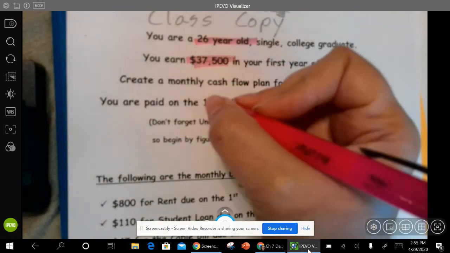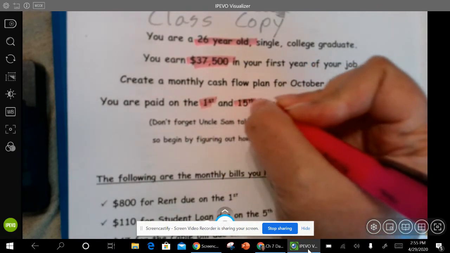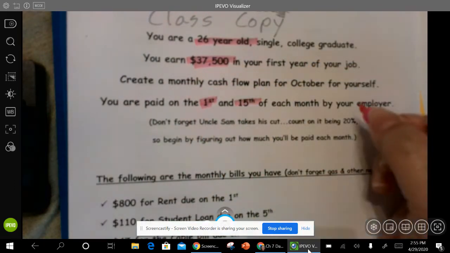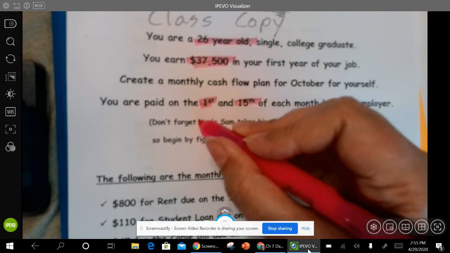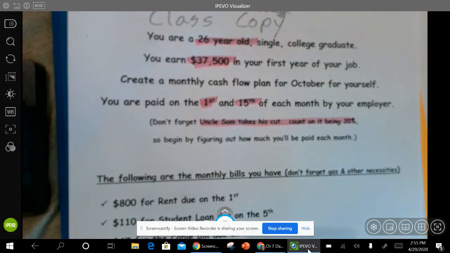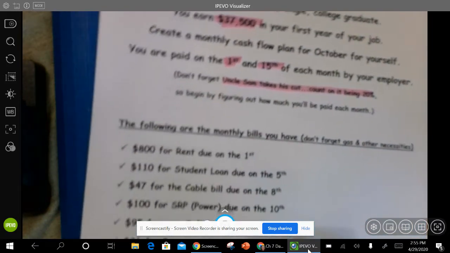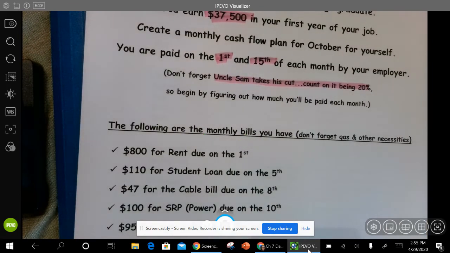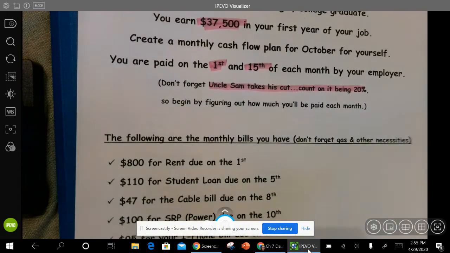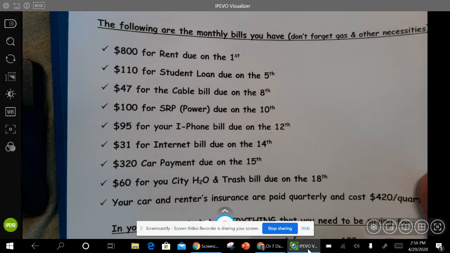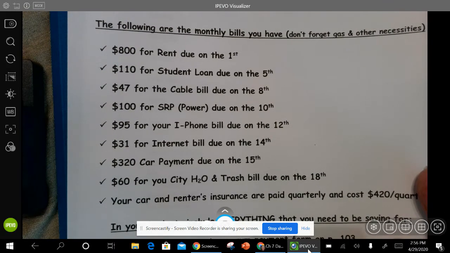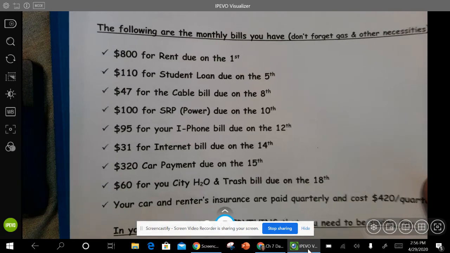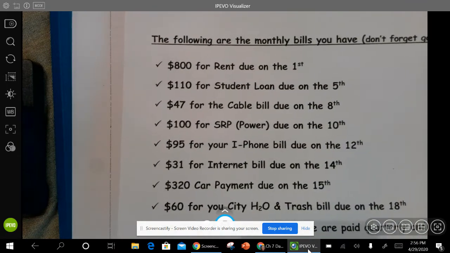You're paid semi-monthly, so on the 1st and 15th of each month. Okay, and it says don't forget Uncle Sam, so that means you're going to have to pay 20% in taxes. And these are the things that you have for your budget, that you have to make sure you're including in your plan. So look at all these things that we have on there. We're just going to check off those things as we work on them.